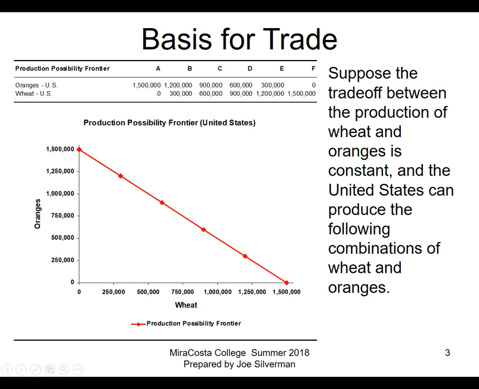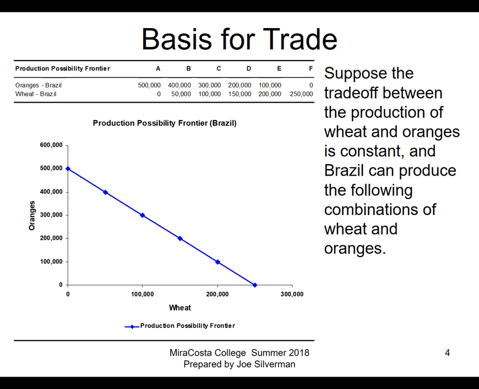So any of the points along the line are feasible and efficient. Any of the points within the production possibility frontier are also feasible, but they'd be inefficient. All right, so that's the production possibility frontier we see for the United States. The other country is Brazil, and Brazil also produces wheat and oranges. They also have a production possibility frontier with constant opportunity cost, but the quantities of wheat and oranges that Brazil produces is a little bit different.